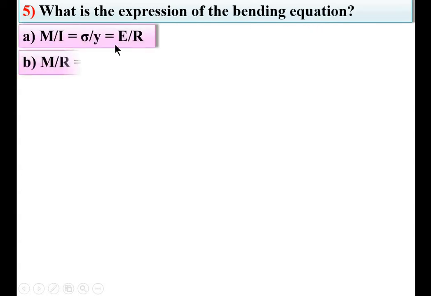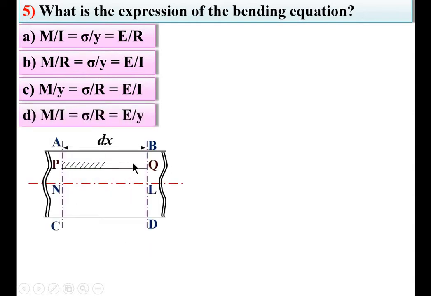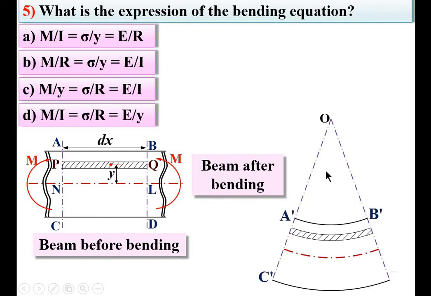Next, what is the expression of the bending equation? Options are as follows. If the beam is subjected to bending, initially the cross section is like that, and after bending it will be like that.